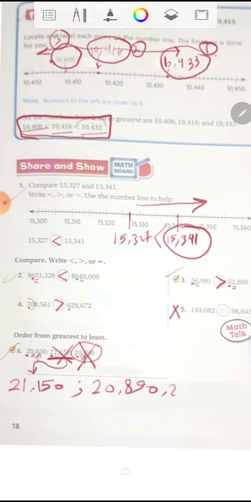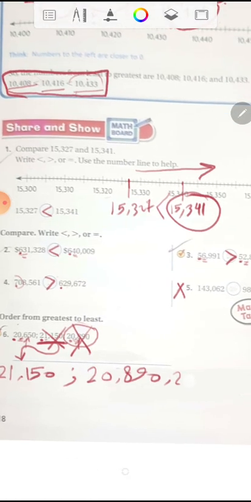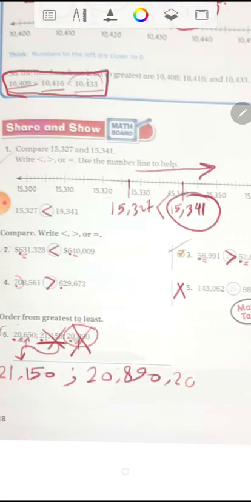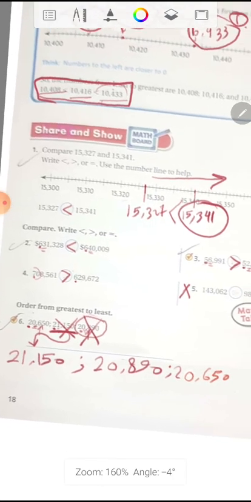20,615. Okay, so this is how you will order the numbers.